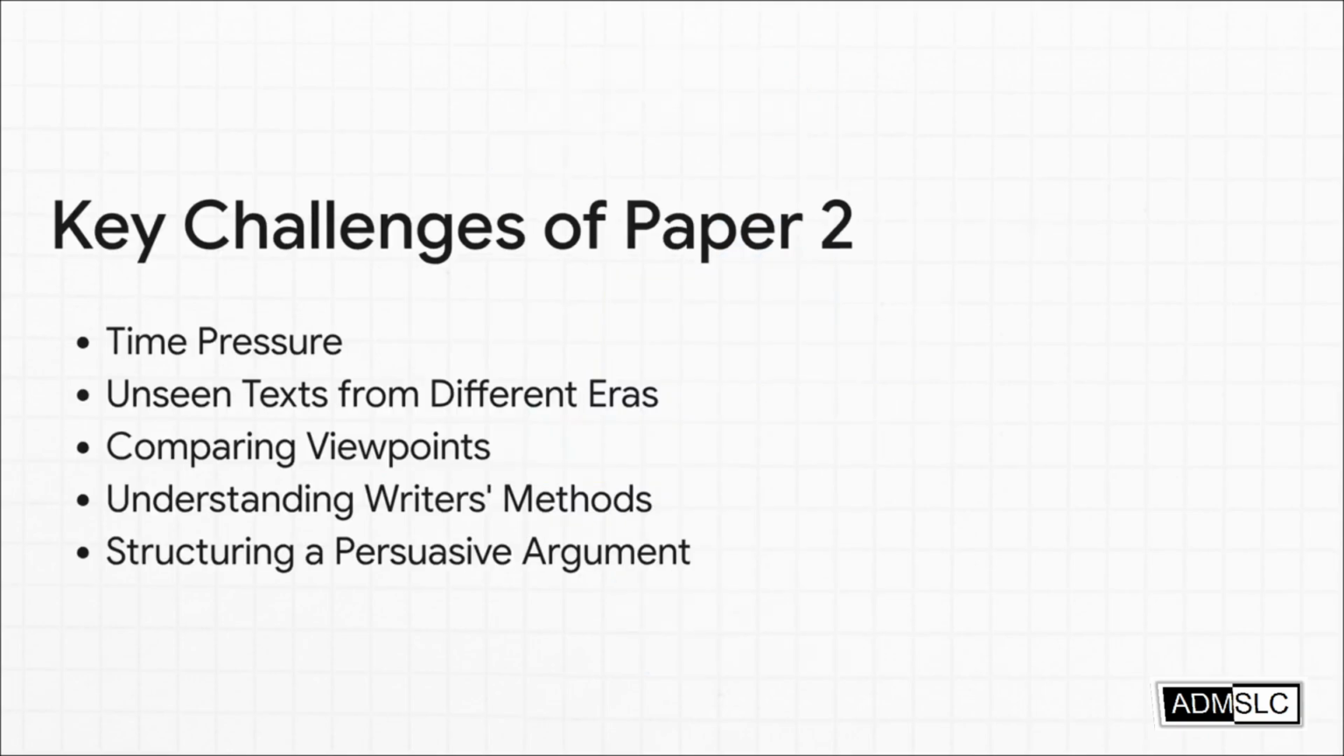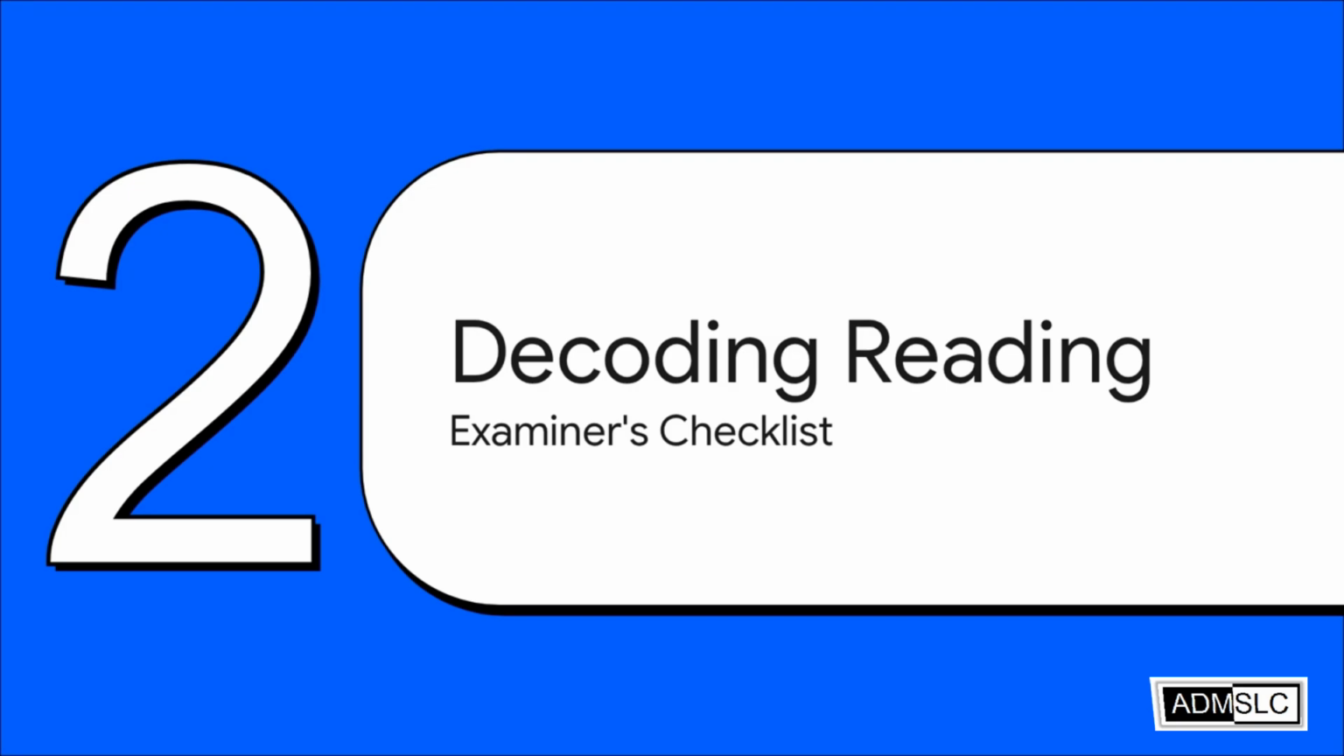So these are really the main pressure points that students always talk about. You've got the clock ticking down, the complete surprise of the texts, and this demand to not just get what they're saying, but to actually compare and analyze how they're saying it, all while trying to build your own argument in the writing section. It's a lot. Now, what's really interesting here, and this is super important, is that the exam is not actually trying to trick you. In fact, it gives you a checklist. It's called the Assessment Objectives, or AOs.